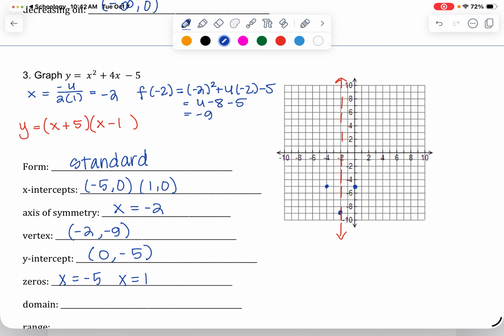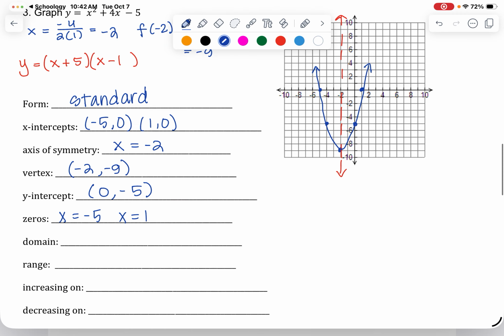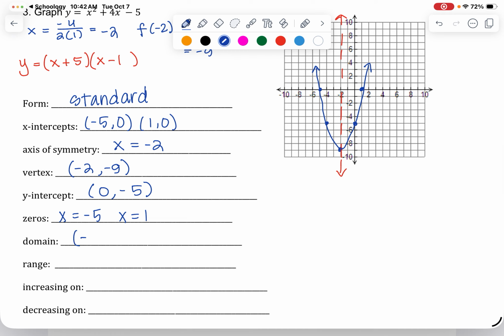I'm going to graph those. -5, 0 and 1, 0. I'm going to go ahead and graph this parabola now. It's a little bit more accurate than it would be if I just graphed it with those other 3 points. And then also I'm going to do my domain. My domain on parabolas is all real numbers. My range, the lowest my y values go is -9, and then they go forever.